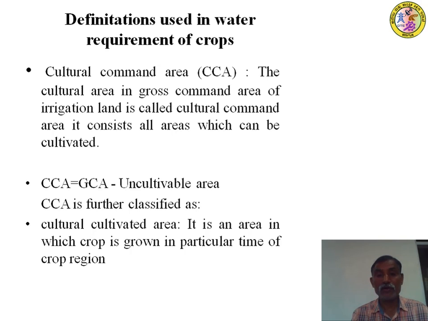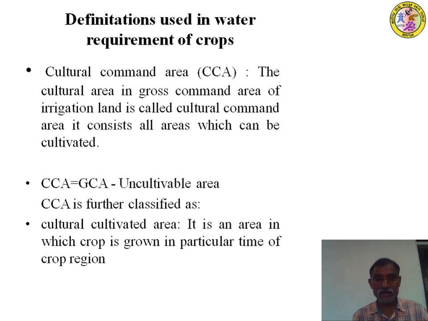Usually, as a thumb rule, you can take 80% of the gross command area as cultivable command area or irrigable command area. Rough estimation is about 80%. That is, CCA is equal to GCA minus uncultivable area, which, as we discussed, includes for example roads and other things which are uncultivable areas.